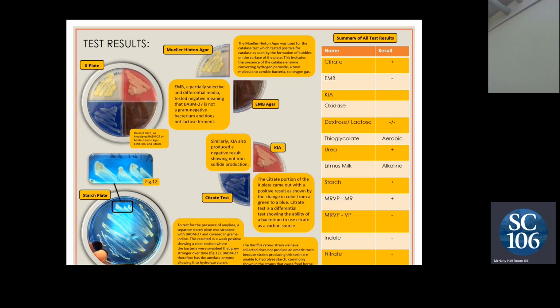The next was KIA, once again negative, it does not produce iron sulfide. And the citrate test came back positive, meaning the plate switched from a green to a blue. This means that our bacteria can use citrate as a carbon source.